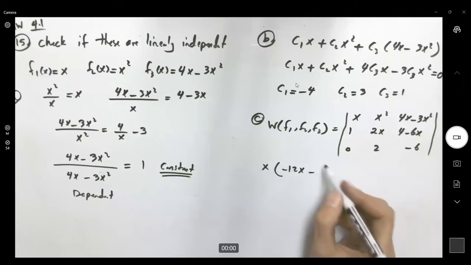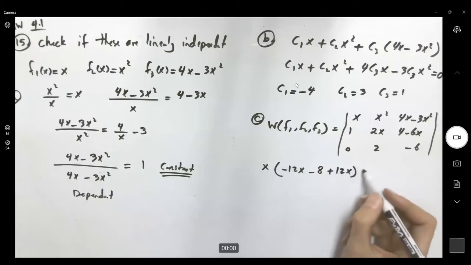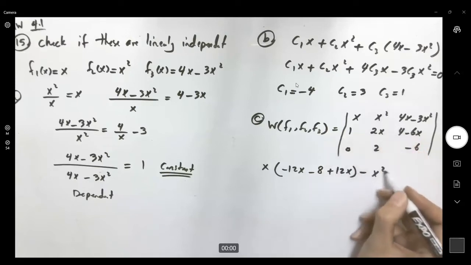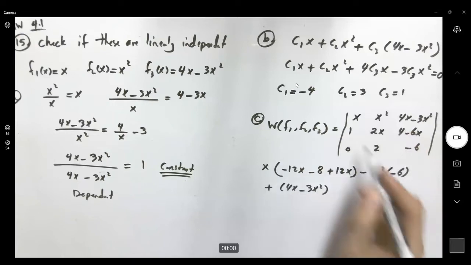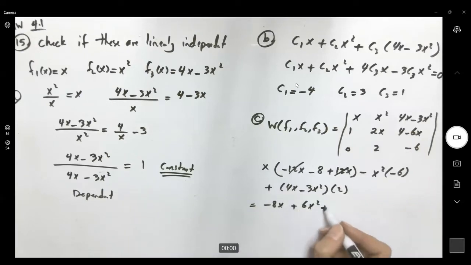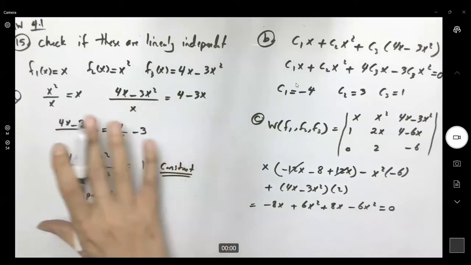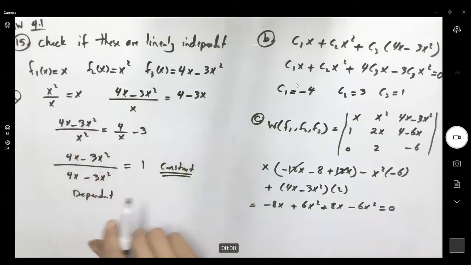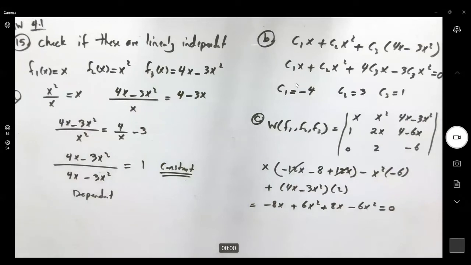Let's just distribute this, -8, and plus 12x, then minus x squared times -6 plus 4x minus 3x squared times 2. So this becomes, let's simplify this, -8x plus 6x squared plus 8x minus 6x squared, which is obviously 0. So either find or form different ratios with different combinations, and then we can find C1, C2, C3, and finally finding the Wronskian.